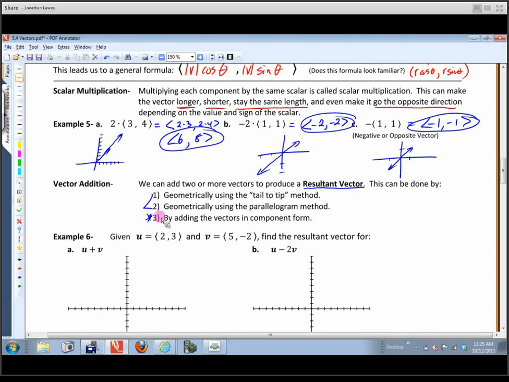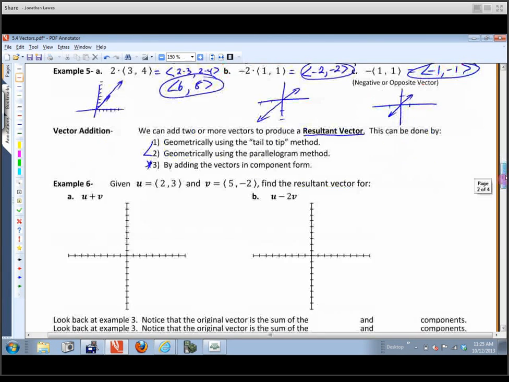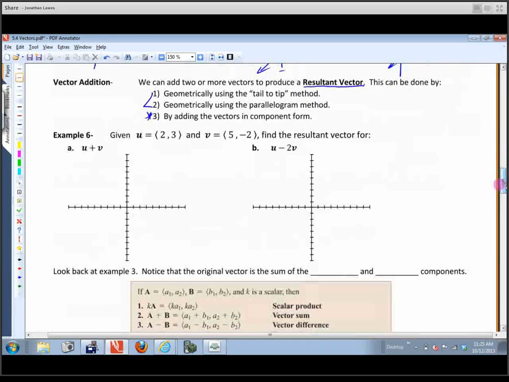The nice thing about component form is all you need are the components, and then you just perform the operations. And I'll show how that's done, but we are going to look at this geometrically because it is valuable to understand how these are put together. So we're going to take vector u, which is 2, 3, and vector v, which is 5, -2, and we're going to figure out what the resultant is. So let me show you how this is going to work. I'm going to do this one in red, and I'm going to do this one in blue.